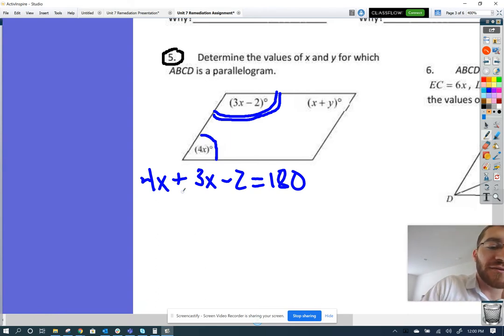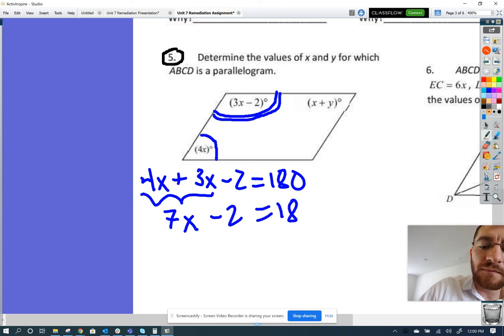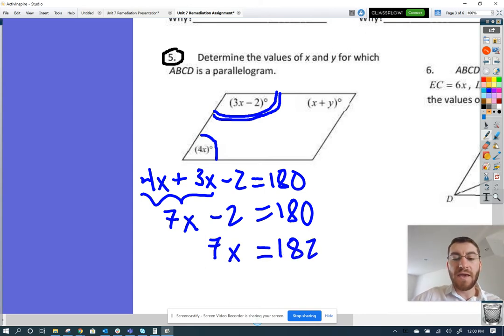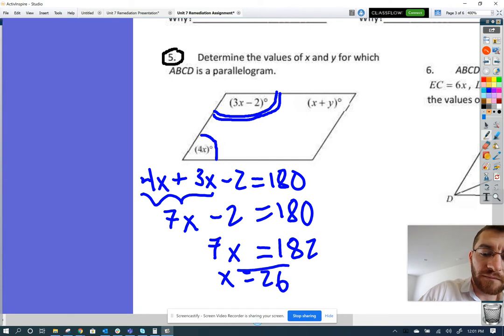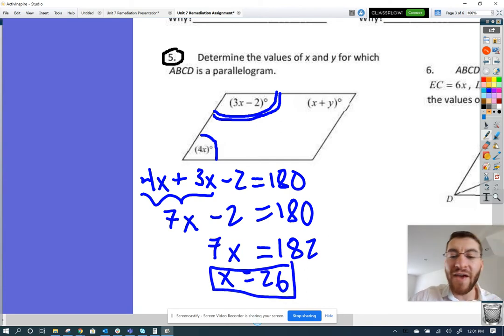Okay, so we do have some like terms. I'm going to combine those, and we'll get 7x minus 2 equals 180. We'll add 2 to both sides to get 7x equals 182. And then we definitely want to divide both sides by 7, and 182 divided by 7 is 26. All right, so very good. We have x.